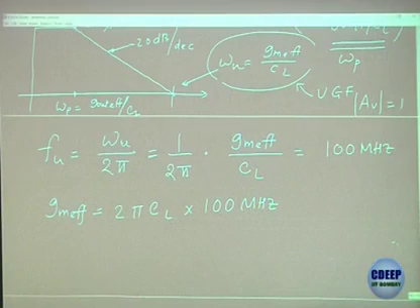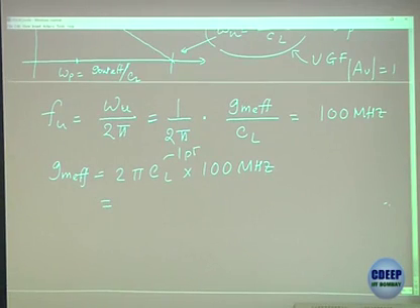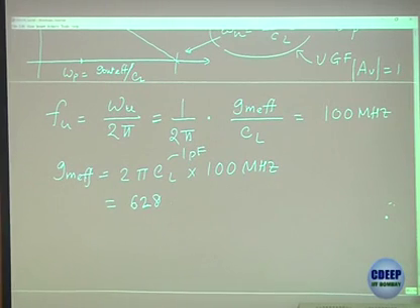This is what we started off designing. So, if this is the case, then we can get G M effective. What is G M effective now? It is equal to 2 pi C L times 100 megahertz. And C L is 1 picofarad, is that what I said? So, you can substitute 1 picofarad here, and this will come out to be 628 microsiemens.